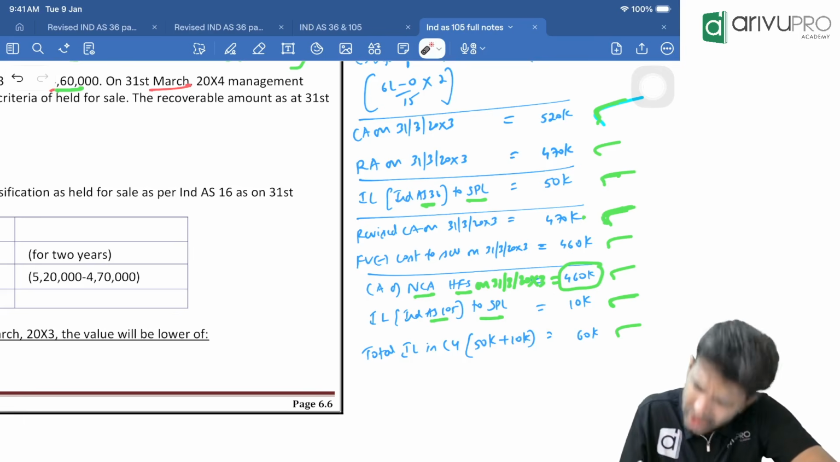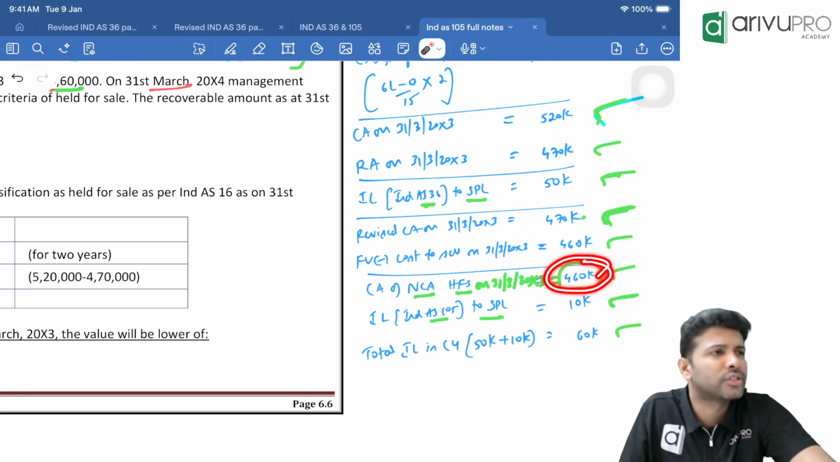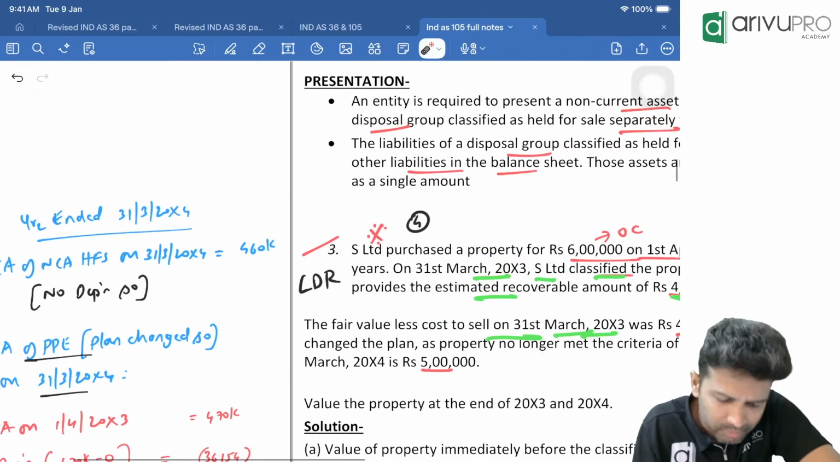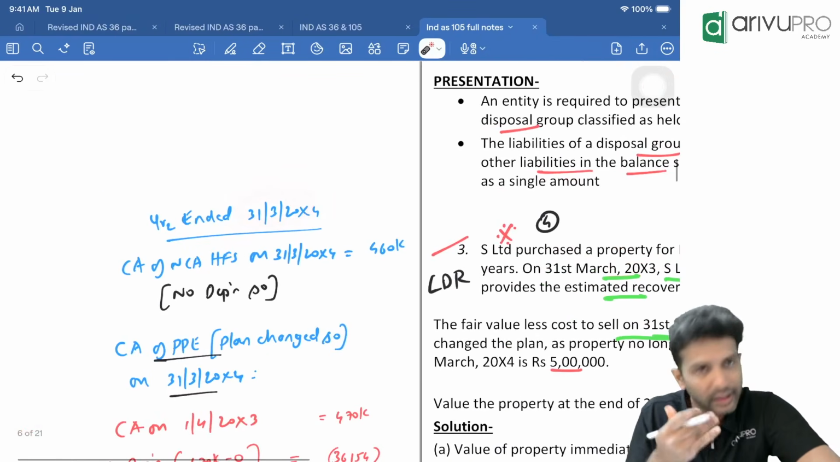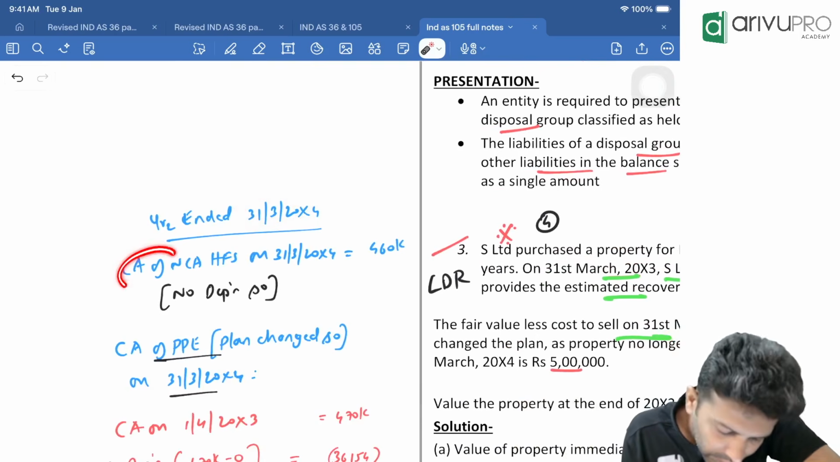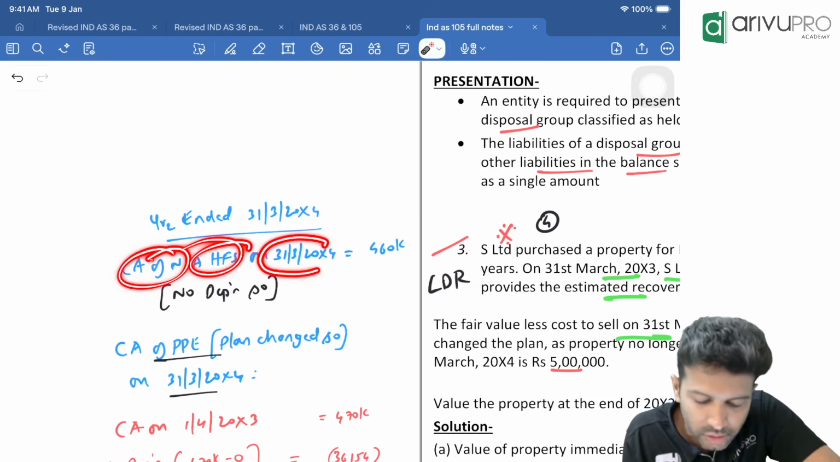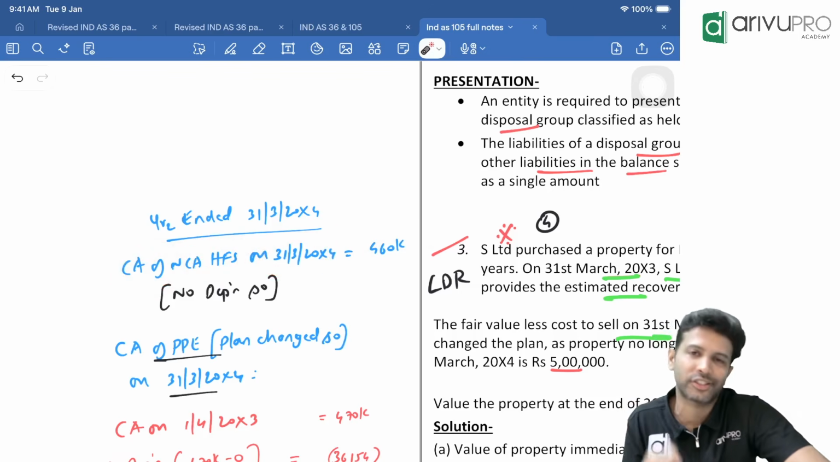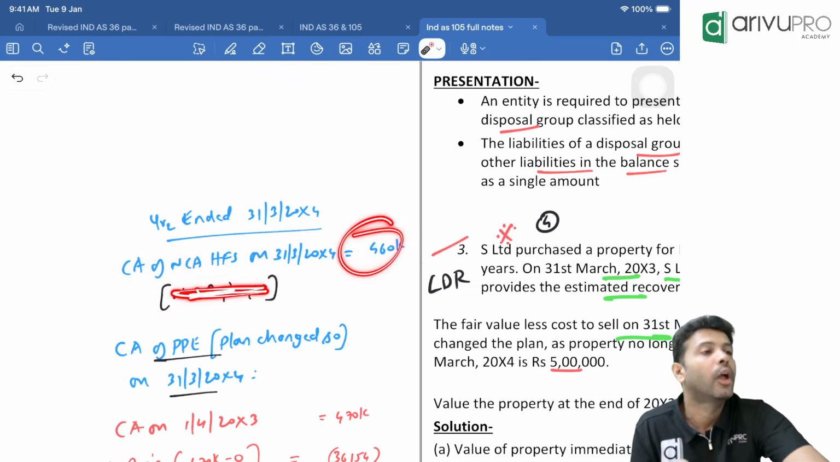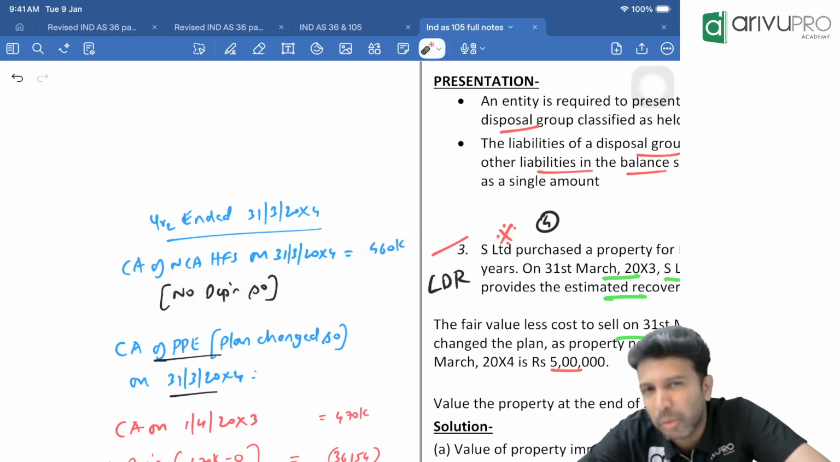No depreciation. That means if the first year ended value is 460, the second year ended value is also the same. Correct? For the second year ended, when the second year is ended in our books, the carrying amount of non-current assets held for sale on 31st March 20x4 is also 460 because we have not accounted depreciation. All this you don't have to write in exam. Okay, sir. This is our existing carrying amount.